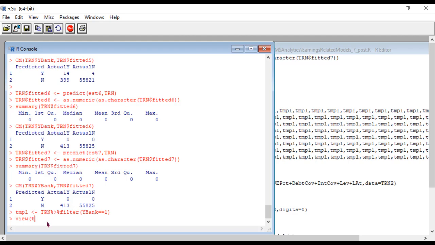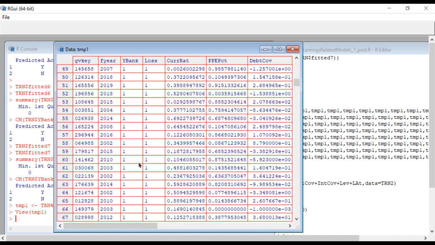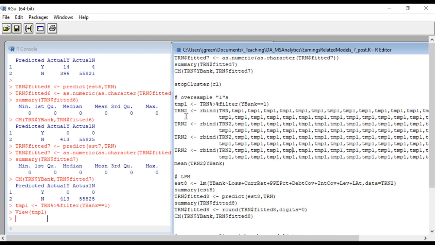And we can look at that data frame. Notice all of these are bankrupt. Okay? So then what I'm going to do is just add that back to the training data set a lot of times. I don't know what the right number of times is, but I think a good starting point is to try and add it back enough times that you're about even between bankrupt and non-bankrupt firms.